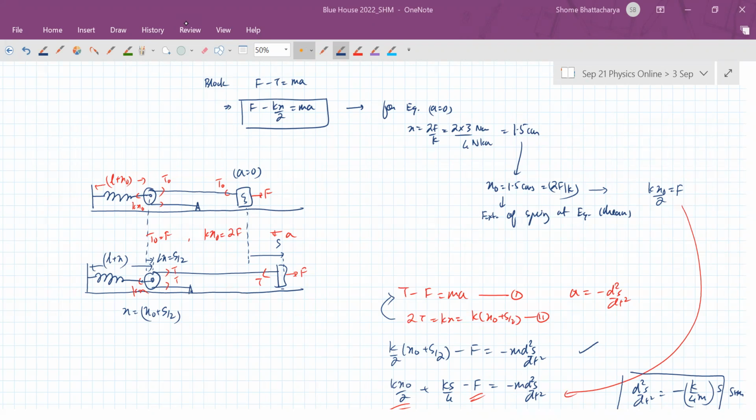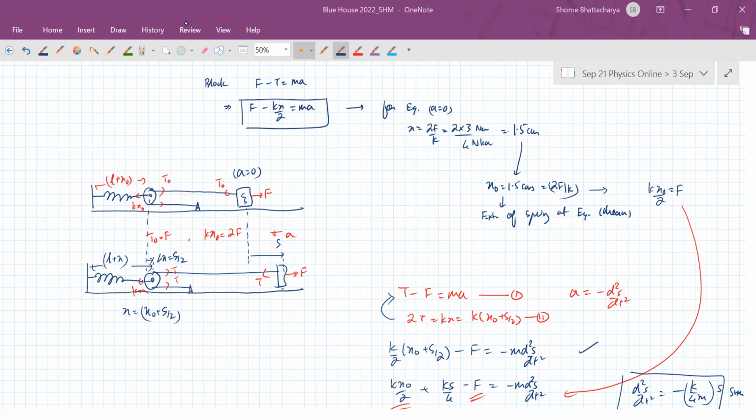Sir, yes sir, the block will not move backwards. No, it will not go behind where it is. You know why? Because it's starting from rest. So in fact, the spring cannot compress. It will only extend.